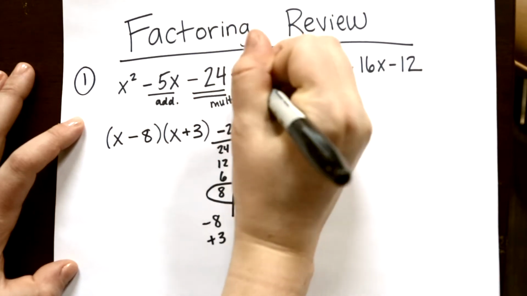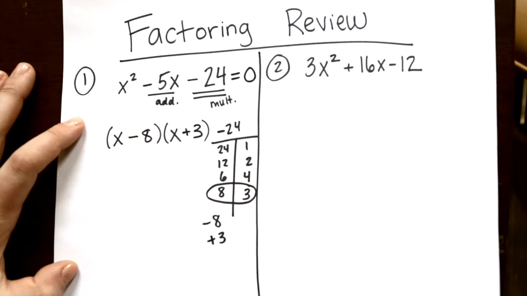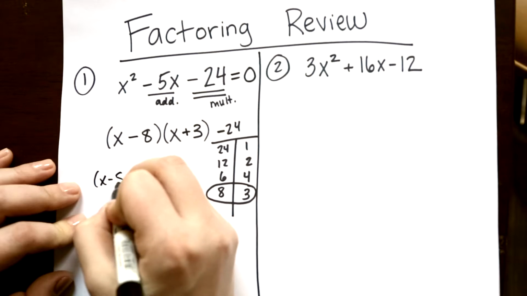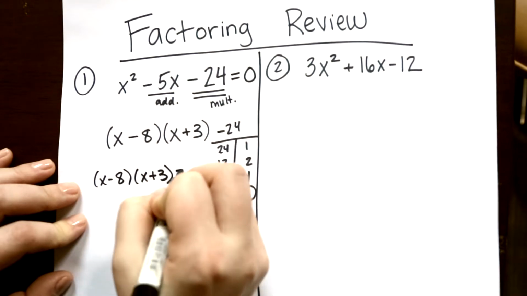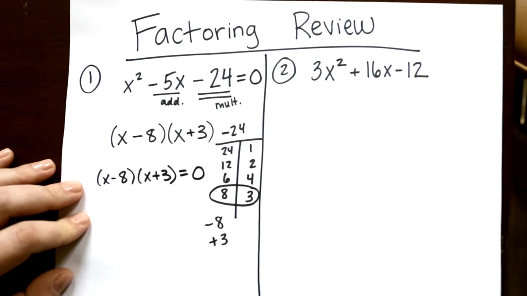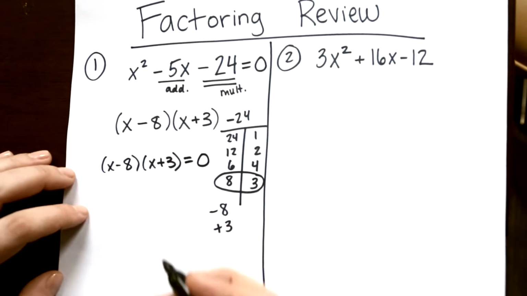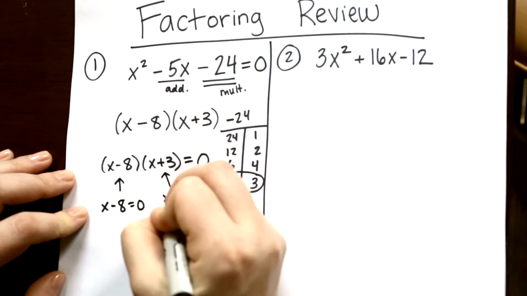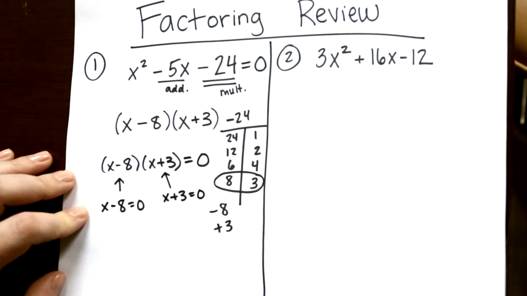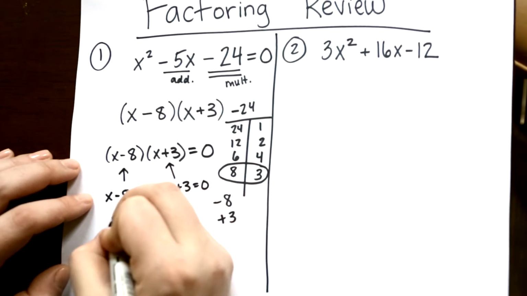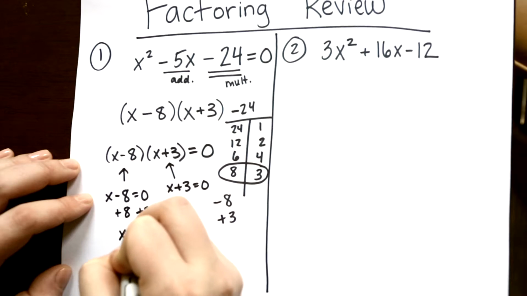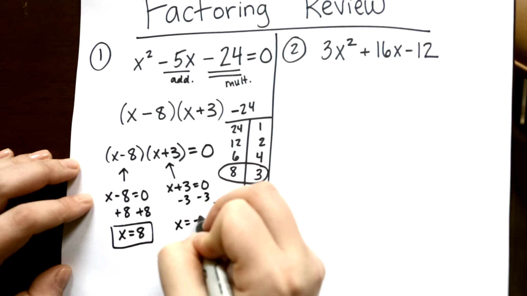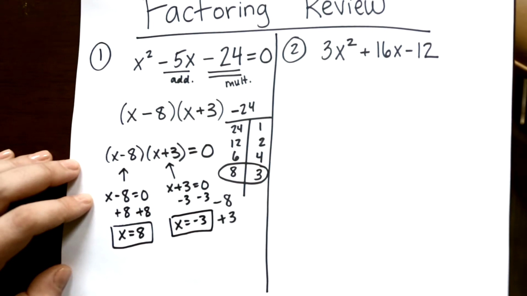But let's say that you had been given this in the first place equal to 0. Then, after you factor it, so this is step 1, you're going to then take your parentheses, and they're equal to 0 since our original problem was equal to 0. Since they're being multiplied, we can take each of these parts and set them equal to 0. Now we can add 8 over here, and one solution is x equals 8. And over here we can subtract 3, and we get that x equals -3.